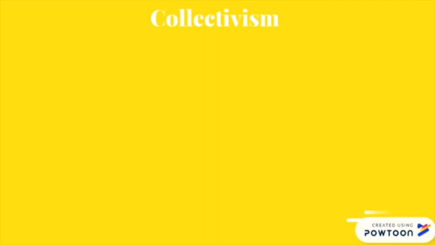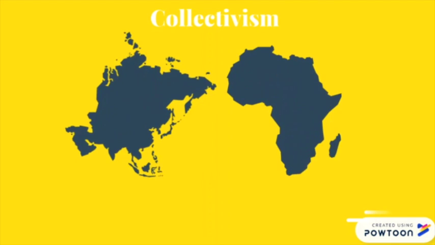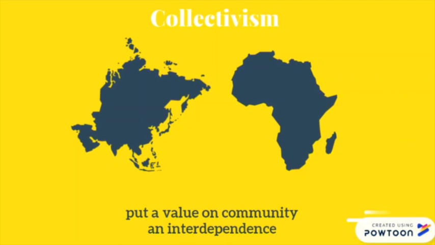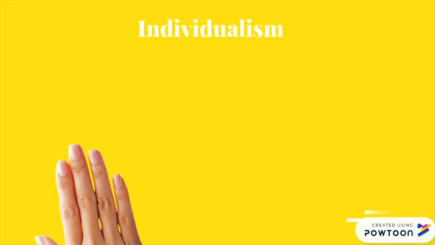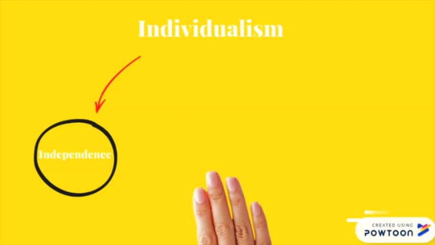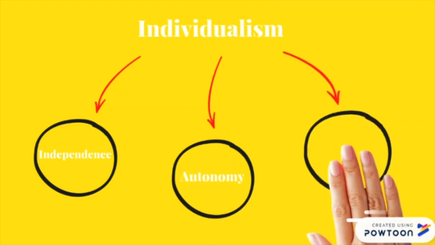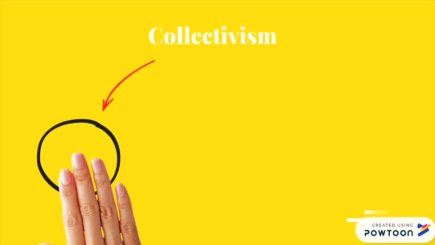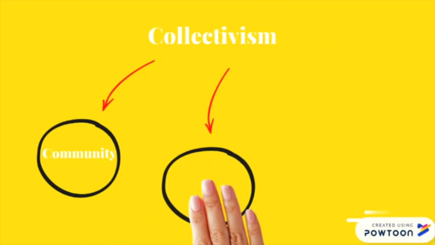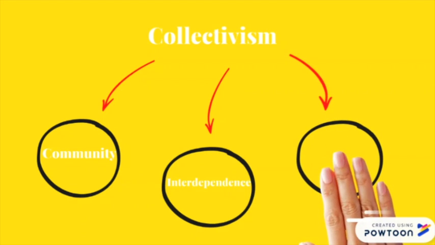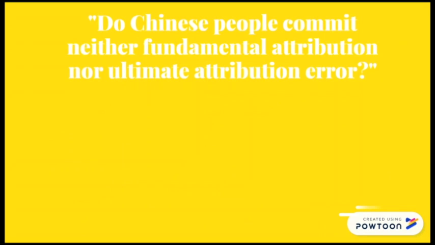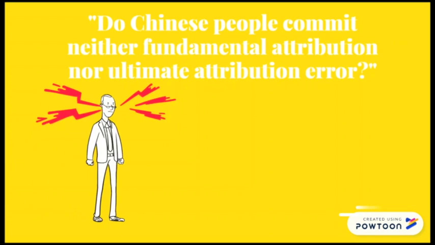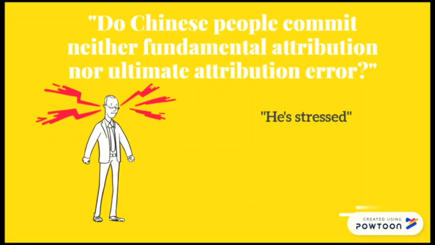The opposite is a collectivist society, such as Africa and Asia, which put a value on community and interdependence. So again, individualism puts a value on independence, autonomy, and self-reliance. And a collectivist society is defined by community, interdependence, and obedience.